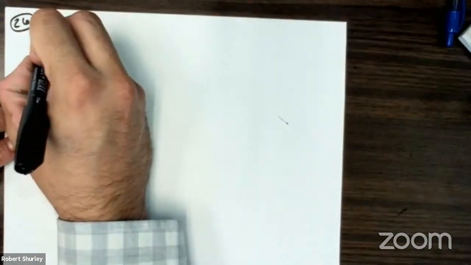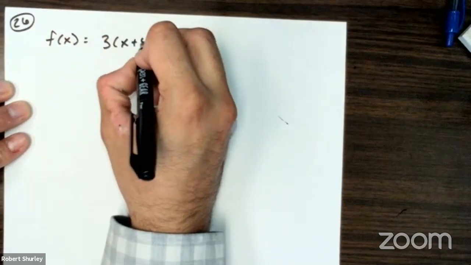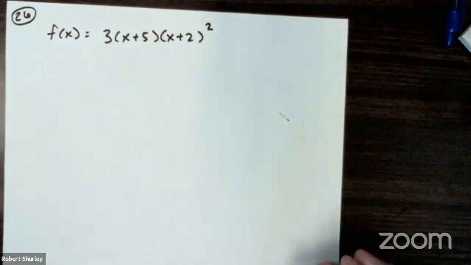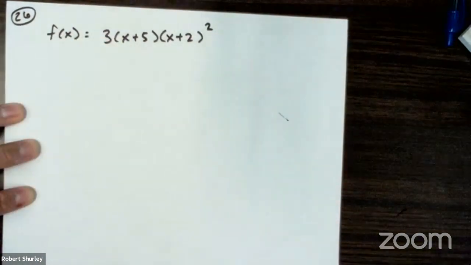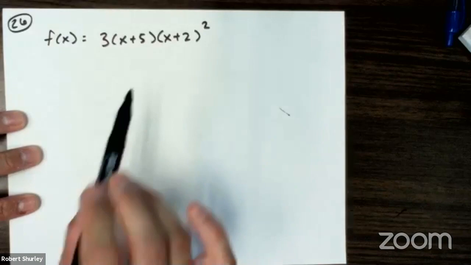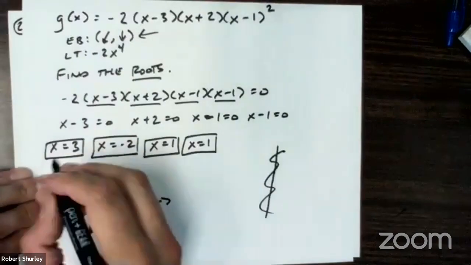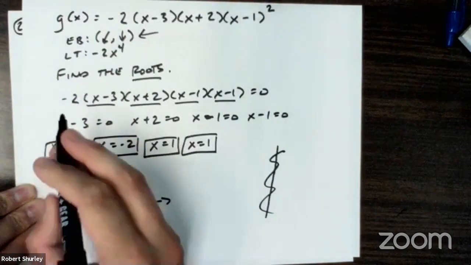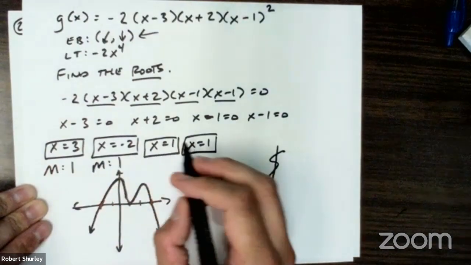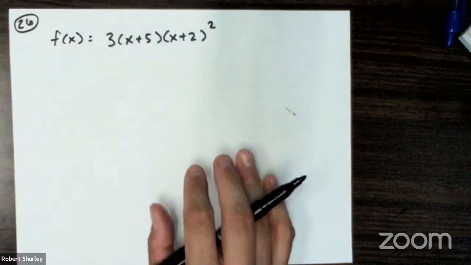So 26, f of x equals 3 times x plus 5 times x plus 2 squared. Now it says find the zeros and give the multiplicity. Now the multiplicity is the number of times the solution occurs. So like for this example, the multiplicity for the 3 and the -2 is just 1. We use a capital M for multiplicity. The multiplicity for these 2 is 1. Now the multiplicity for 1, though, would be 2 because it happened twice. Okay, that's just the multiplicity.